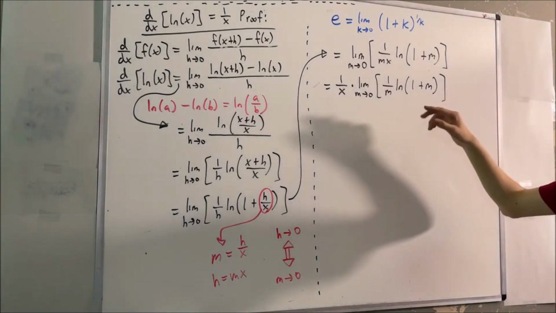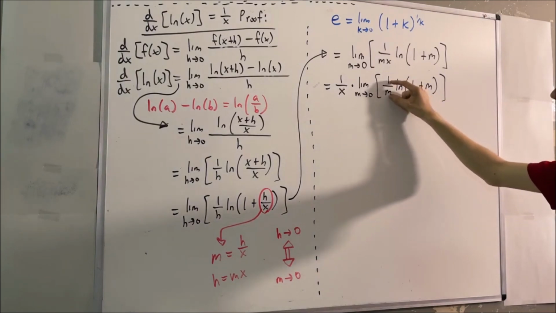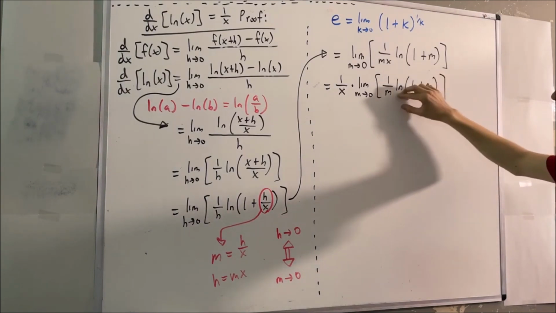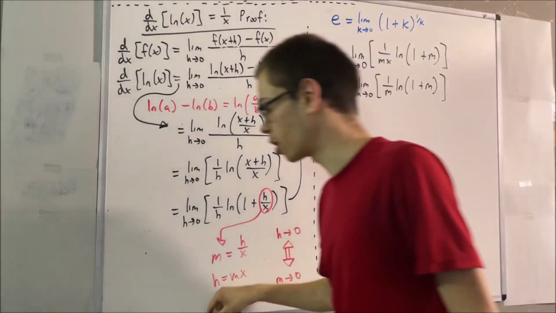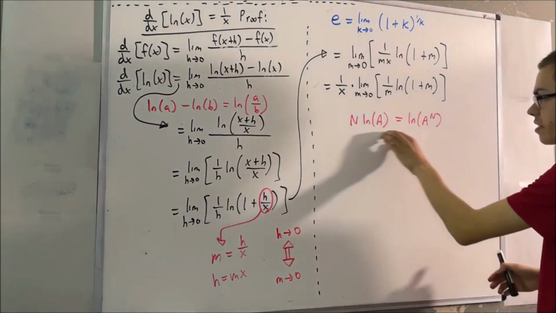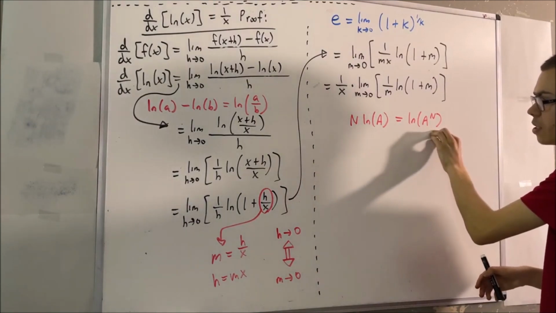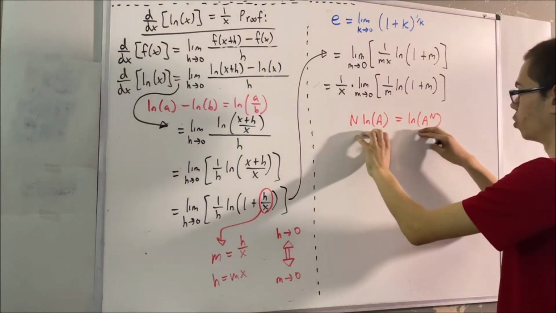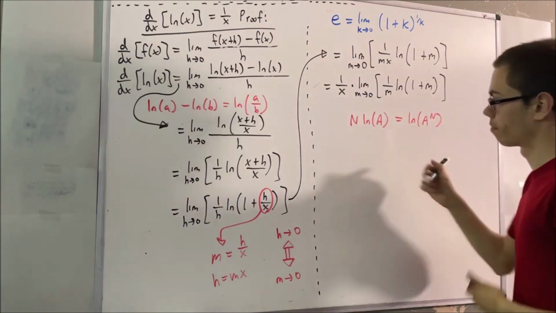Now, the next thing that we're going to do is move the 1 over m as an exponent inside the logarithm. If you recall, that's the logarithm power rule. And this is the property that justifies that. So we're going to apply this property to this thing right here.